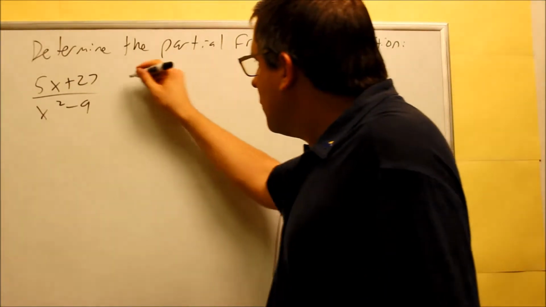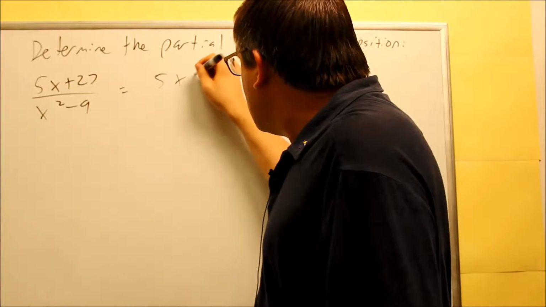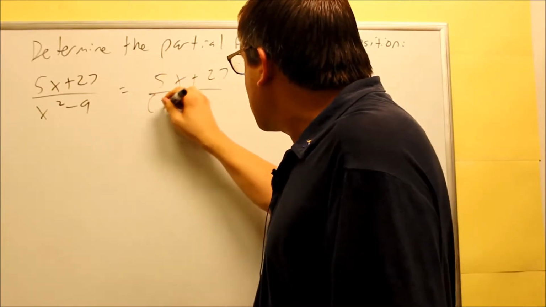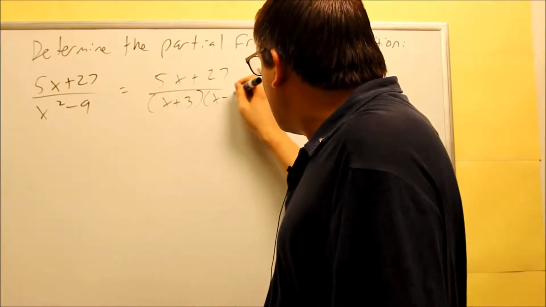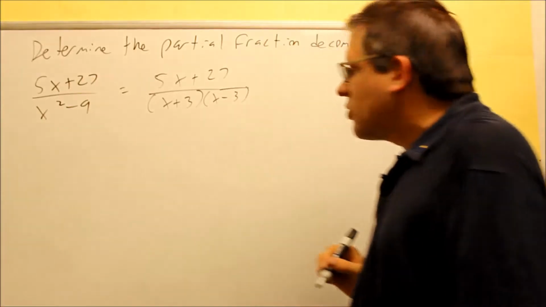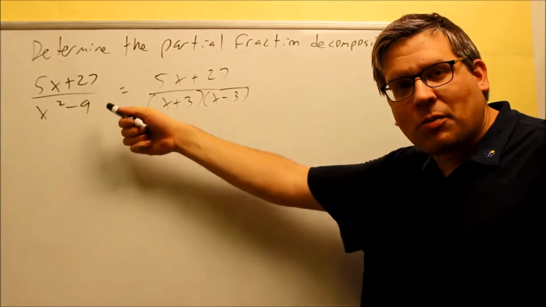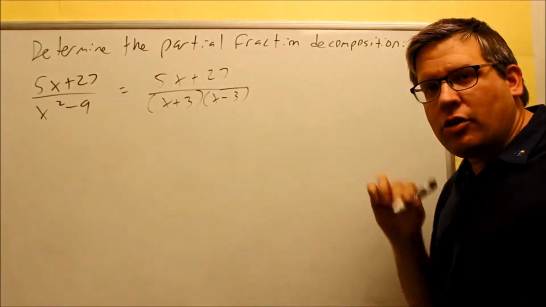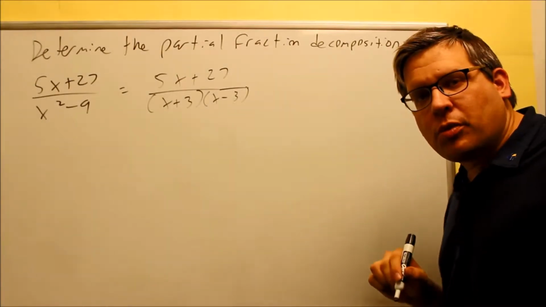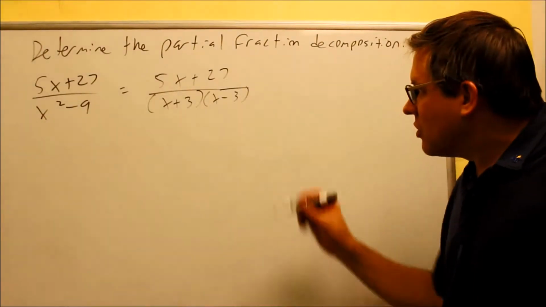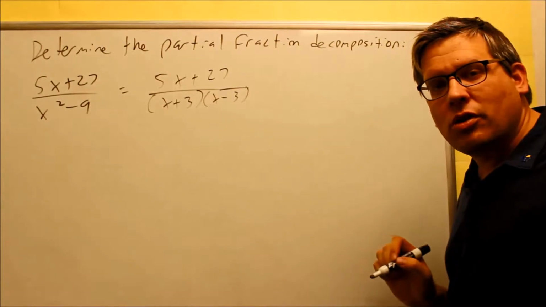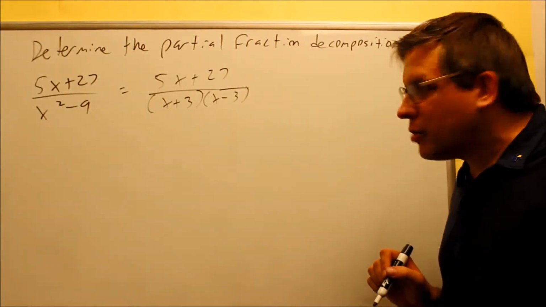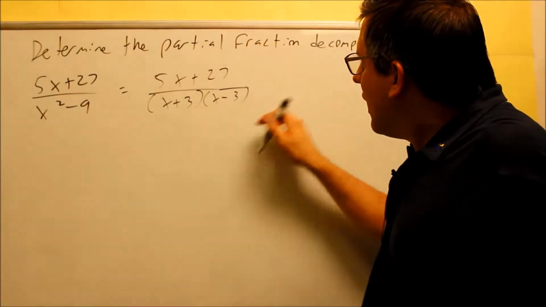So this problem can actually be broken down into 5x plus 27 over x plus 3 and x minus 3. Okay, so that can be factored. So if you can factor something, then definitely you're not going to use rule number 3, because rule 3 only applies to irreducible polynomials. So this one actually looks like it's going to turn into rule number 1. Now rule number 1, let's go ahead and set this one up.